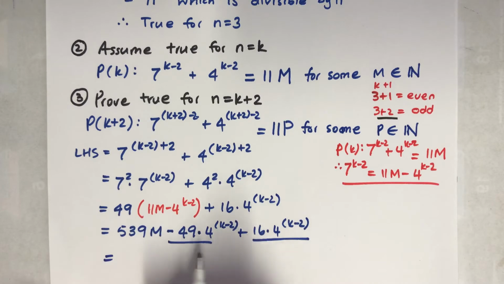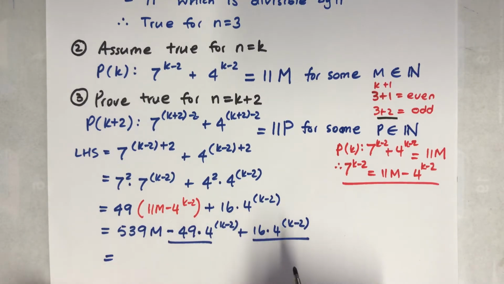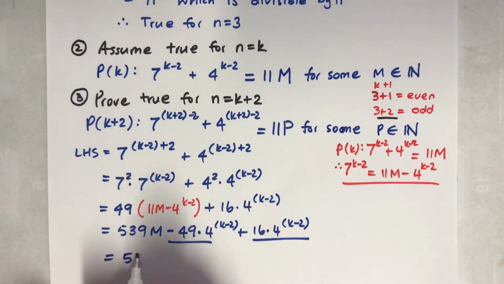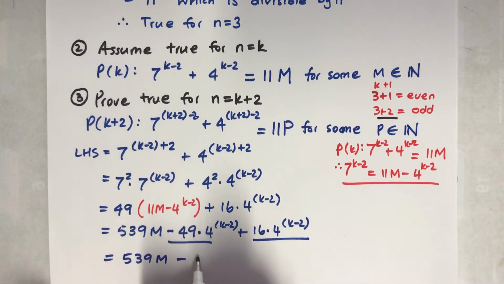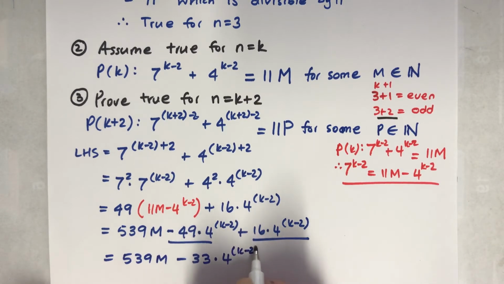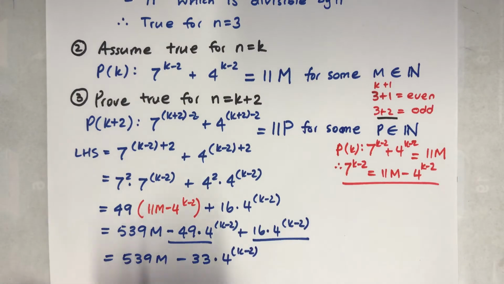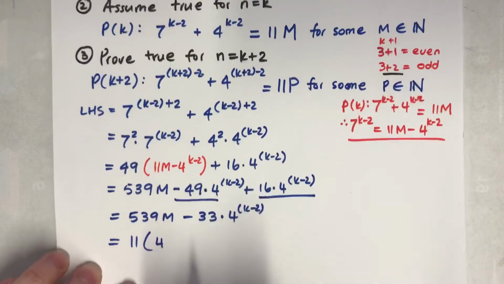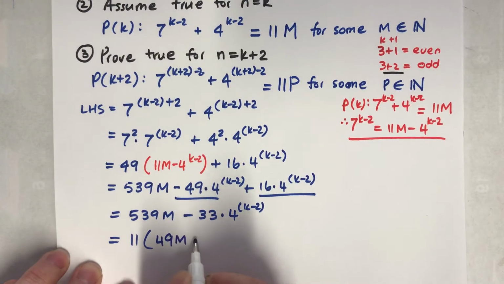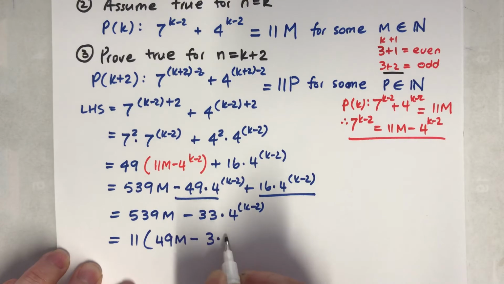So if I do that, what do I get? I will get 33 minus 33. So 539m minus 33 for k minus 2. Okay? And if I take the 11 as my common factor here, I will get 49m.